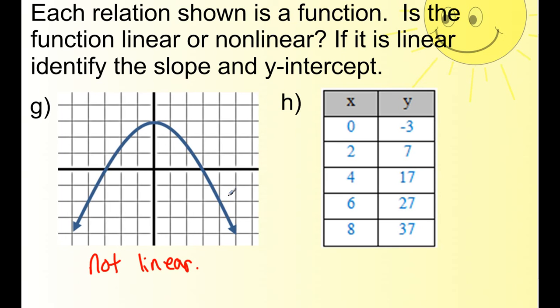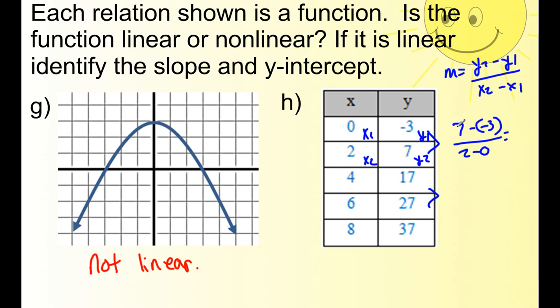Okay, so letter H. The way we did this before is we look at the slope of a couple different points. Maybe I'll use these two just to be different. So the slope formula is m equals y2 minus y1 over x2 minus x1. So if I plug it into the formula, I meant to put a 7. 7 minus -3 over 2 minus 0. Keep, flip, change gives me 10 over 2, which is a slope of 5. 10 divided by 2 is 5.